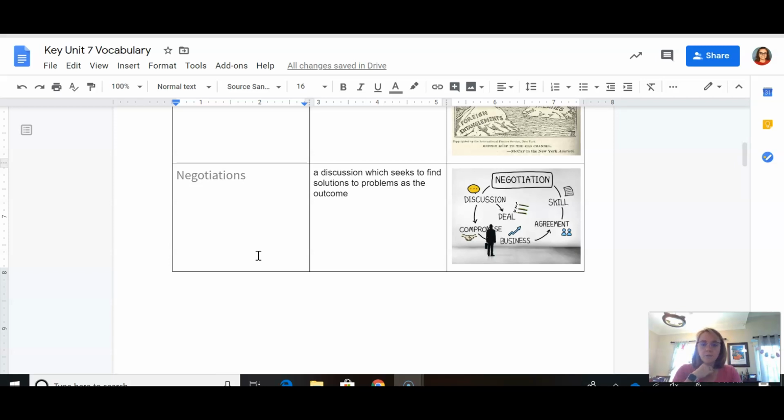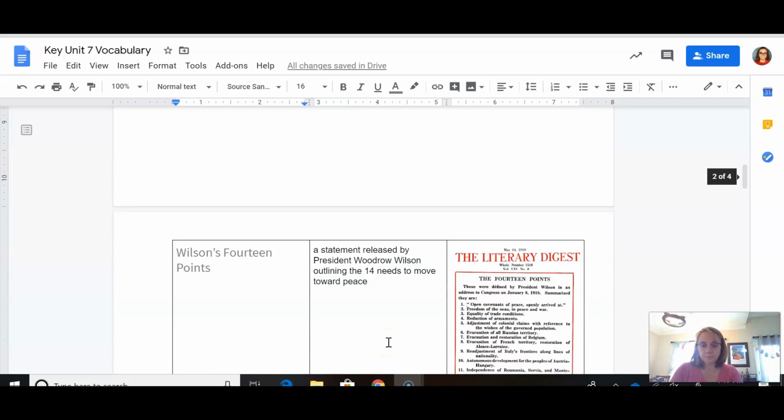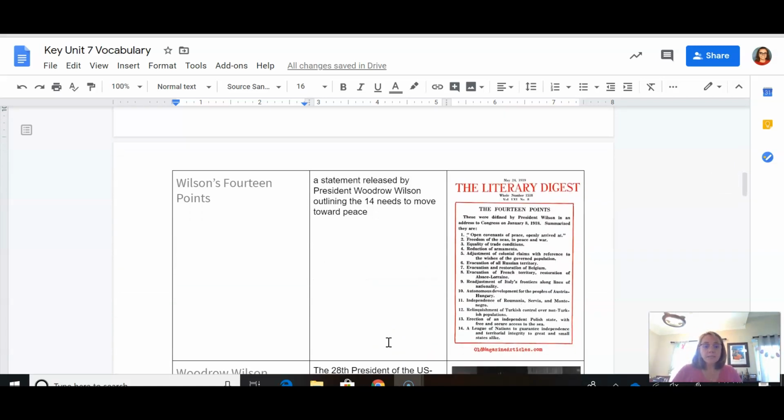Okay. A negotiation is a discussion that seeks to find solutions to problems, right? Seeks to find solutions to problems. Obviously, prior to and after World War I, there were a lot of negotiations between countries determining what was best for each country. Wilson's 14 points. Hopefully you've heard of these before today, probably from Ms. Stavalachi last year.